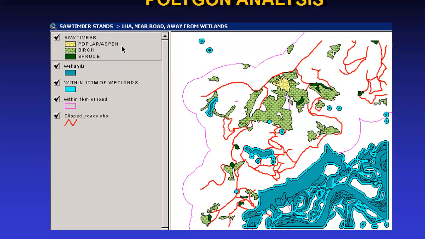Then the next week, we'll work with tools for polygon analysis. So here's an example. Show us all the sawtimber polygons by species type that are at least 100 meters away from the wetland and at least within 1 kilometer of an existing road.